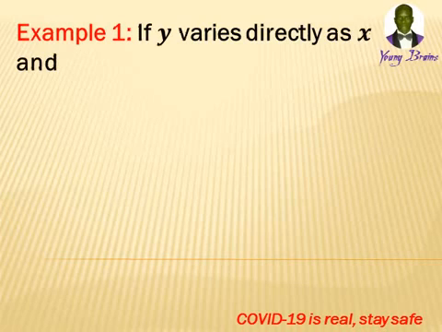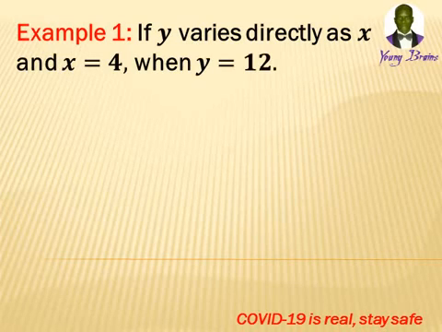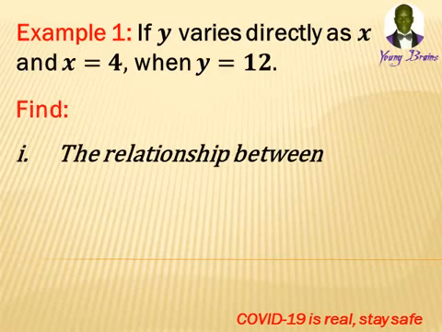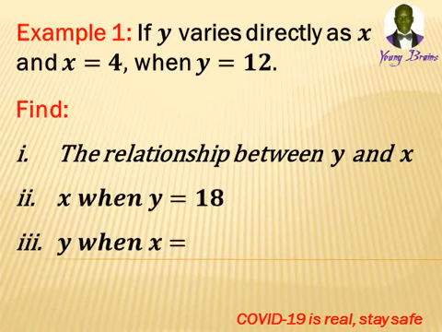Example 1. If y varies directly as x and x equals 4 when y equals 12, find 1. The relationship between y and x. 2. Find x when y equals 18. 3. Find y when x equals 2.